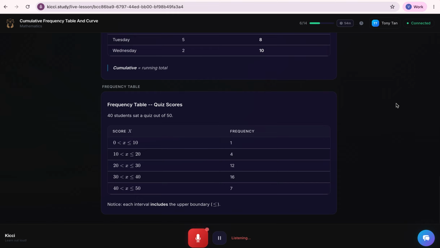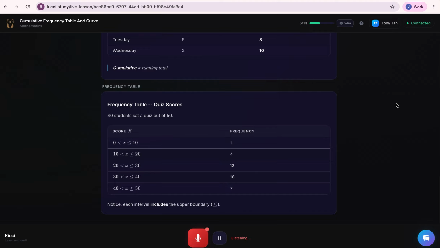The score between 30 and 40. Exactly, you got it. The table shows that 16 students had a score between 30 and 40, which is the highest frequency of all the groups. Make sense so far? Ready to continue to the next part, or should I explain anything else about this table?